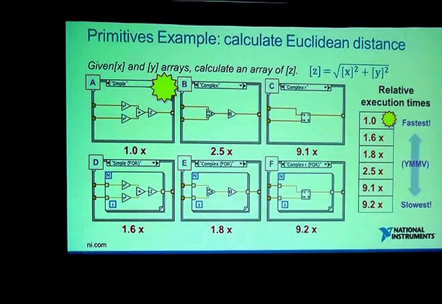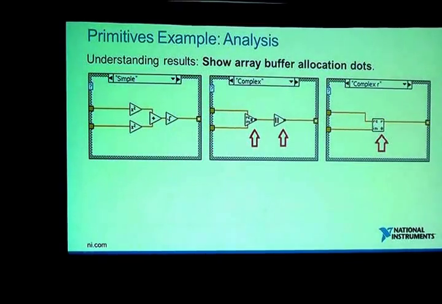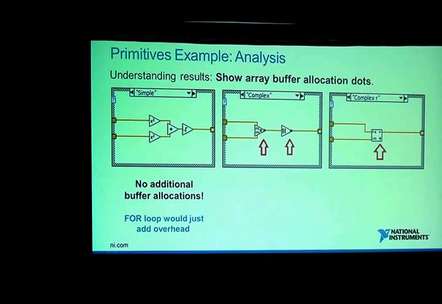So the question is, can we understand that? I mean, why does the for loop slow this down? Why does it speed this one up, right? One thing is we can look at buffer allocations. Anybody know that menu, right? Profile, show buffer allocations. We see little dots where buffers are allocated. And if you see here, this is completely in place, so the output buffer reuses one of the input buffers and there are no additional buffer allocations. And if you add a for loop, you just add the loop overhead, so we lose.